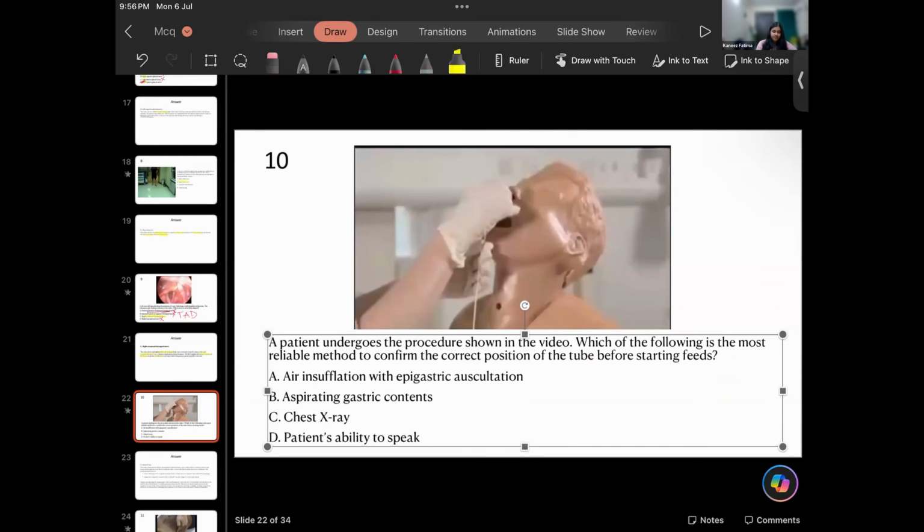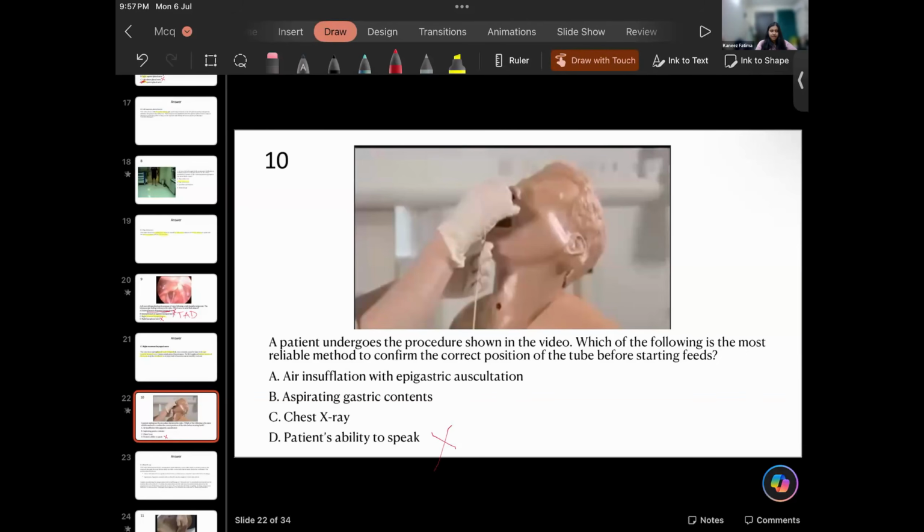The question now says, which of the following is the most reliable method to confirm the correct position of a tube? Air insufflation with epigastric auscultation, aspirating the gastric contents, the chest X-ray, patient's ability to speak. Out of the four options, the dummiest option, we all can rule out even without studying, would be the patient's ability to speak. Will the patient speaking or not speaking determine the position of the tube? No, exactly. And the most reliable method, though.